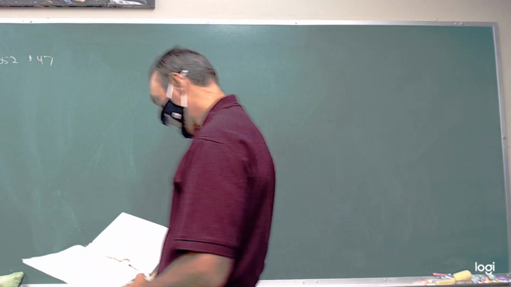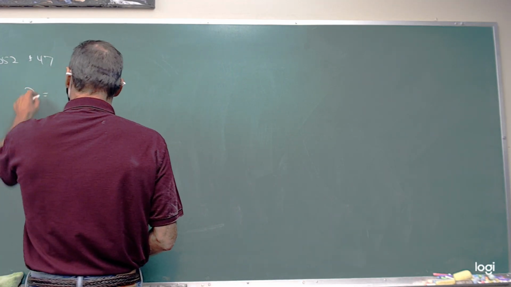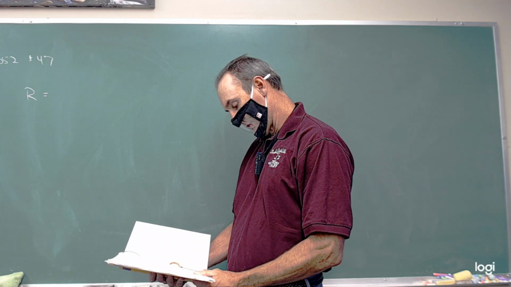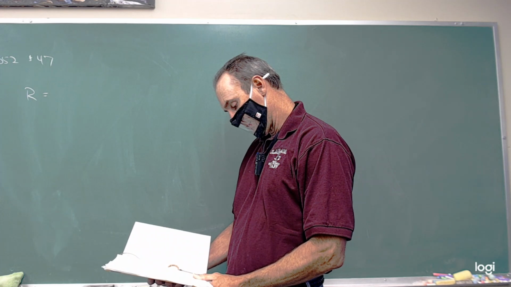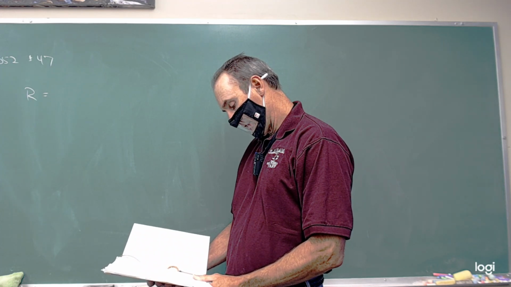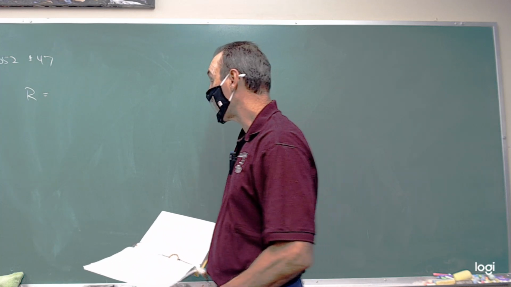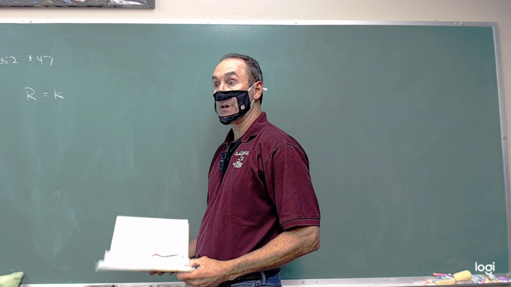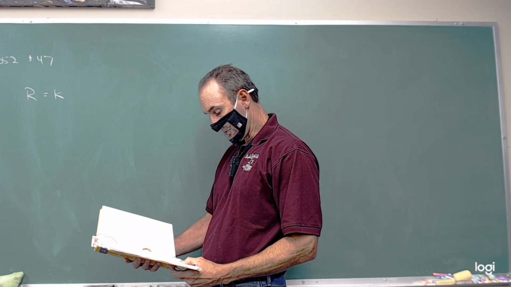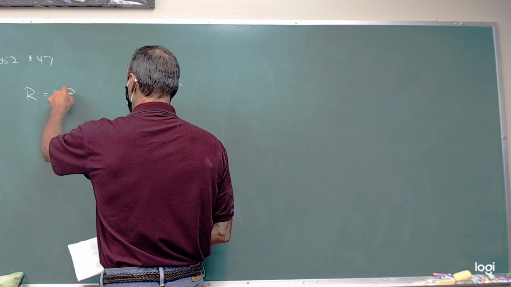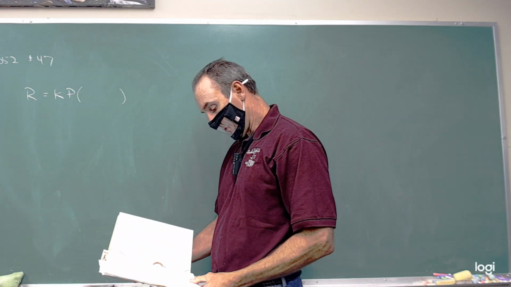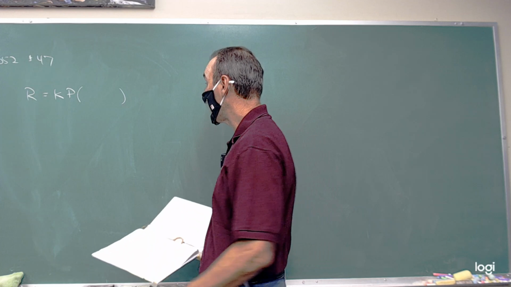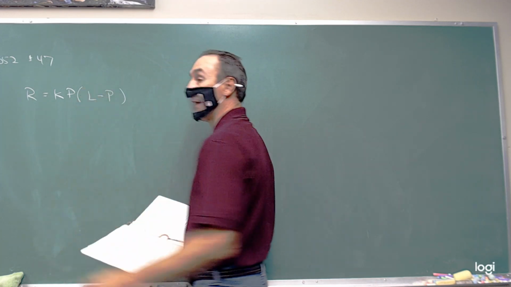So the rate, capital R, at which the current population is changing, is proportional to the product. So proportional to is going to be K times. And then we want the product of two things. It's the product of the current population, which is P, and what we're multiplying that by is the difference between the carrying capacity L and the current population. So that's what that's going to look like.